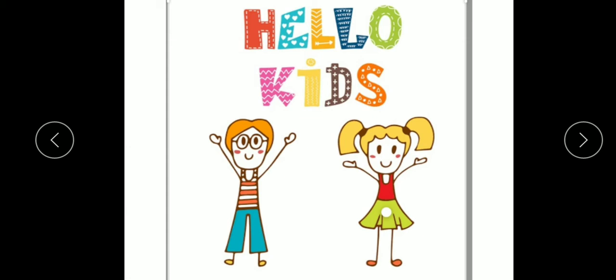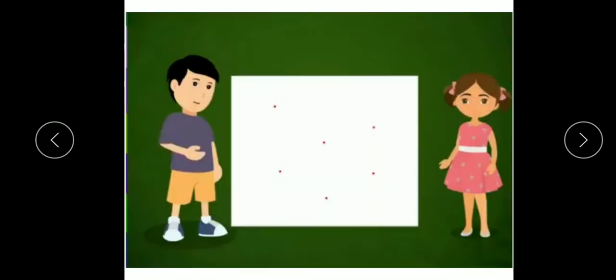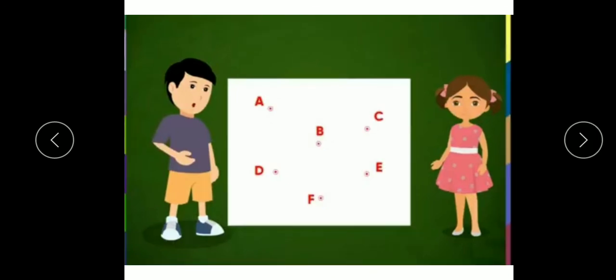Children, today we are going to discuss point, line and curve. So let's first talk about point. Children, what is a point? These are some points. They are just tiny little dots drawn on a page. We call them points. See children, it's very difficult to identify a point from so many points.